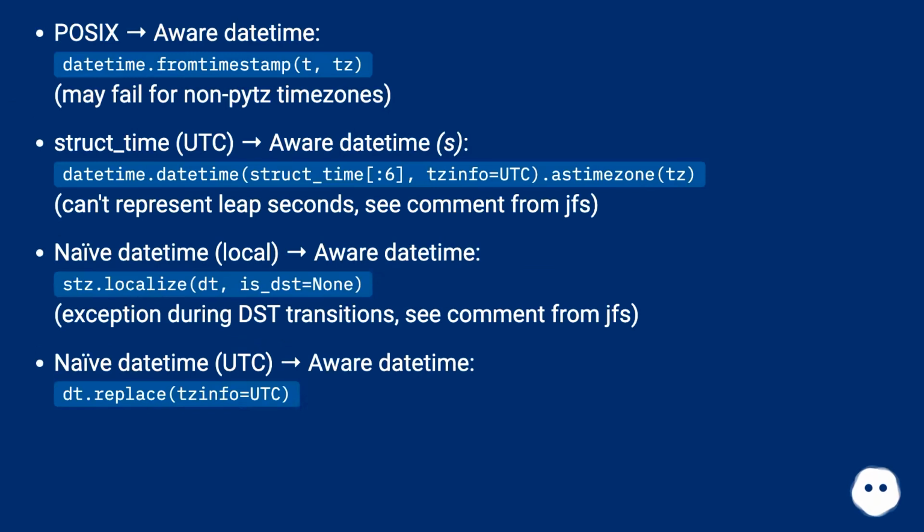py3.6 aware datetime. datetime.fromtimestamp(t, tz). May fail for non-pytz time zones, struct_time, UTC, aware datetime, S. datetime.datetime(*struct_time[:6], tzinfo=UTC).astimezone(tz). Can't represent leap seconds, see comment from JFS, naive datetime, local, aware datetime. stz.localize(dt, is_dst=None). Exception during DST transitions, see comment from JFS, naive datetime, UTC, aware datetime. dt.replace(tzinfo=UTC).